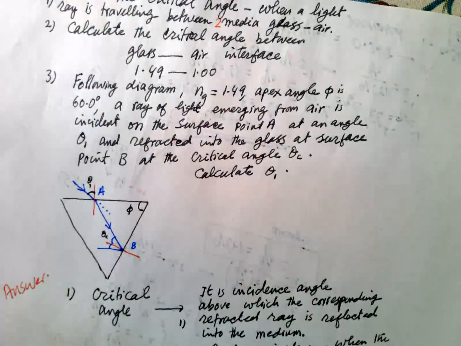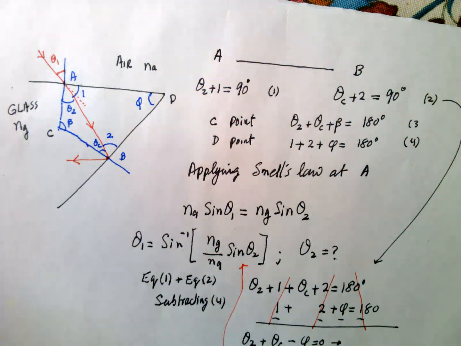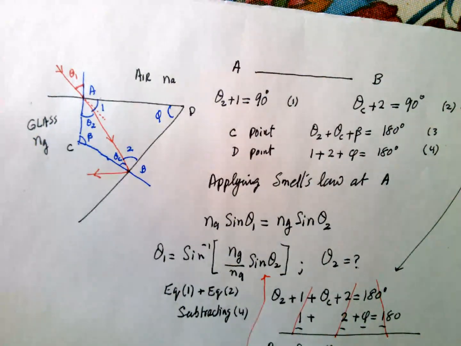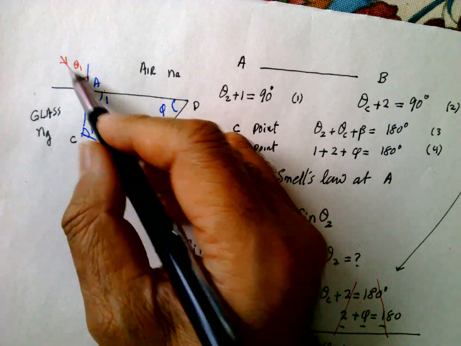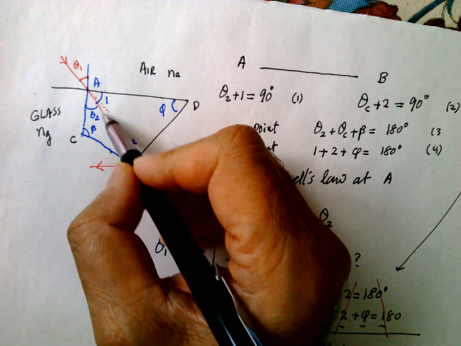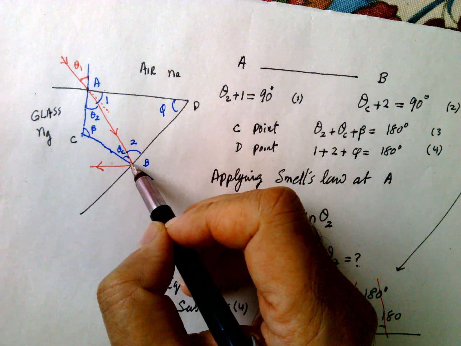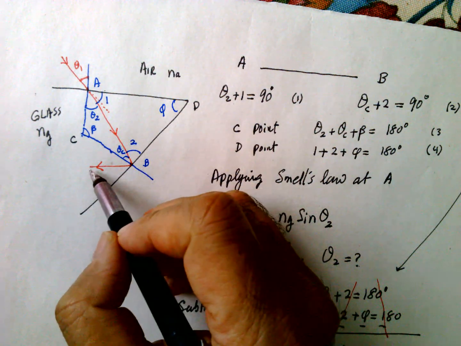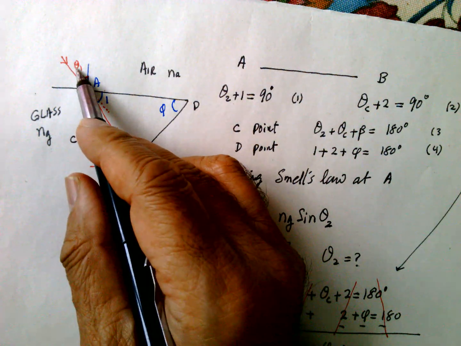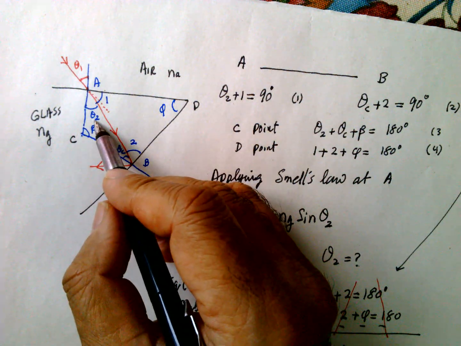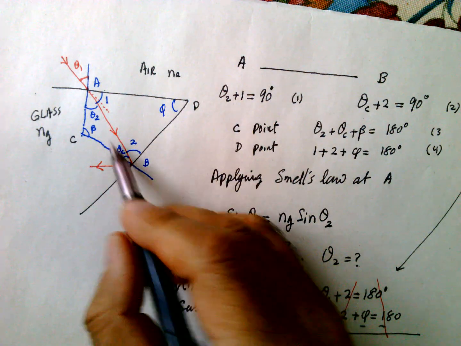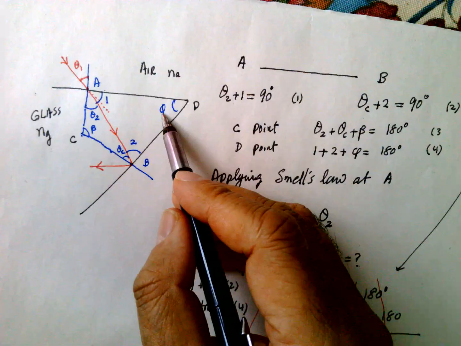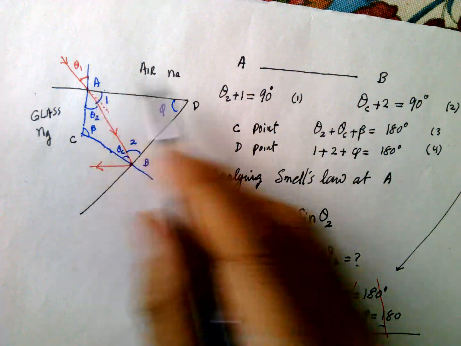That's a very good question. And part 2 is slightly difficult, but not so much. Consider the diagram. This red line is incident, and then it goes into the glass medium, and then is reflected back into the medium. So this is theta 1, this is theta 2, this is angle 1, this is angle 2, this is theta C, and this is beta, and this is the apex angle phi. So we consider point A.